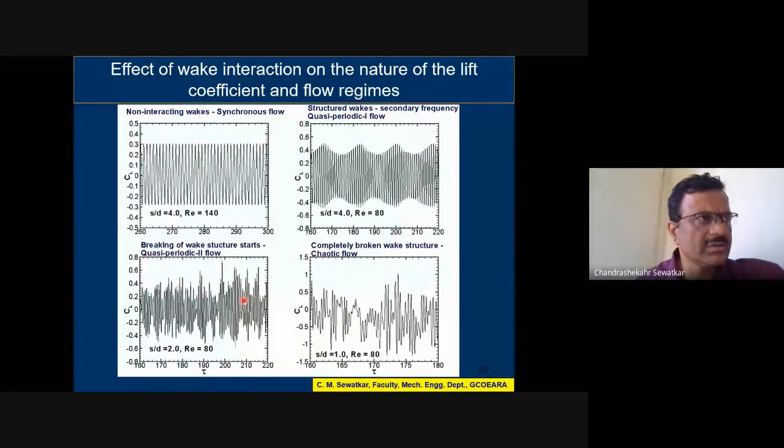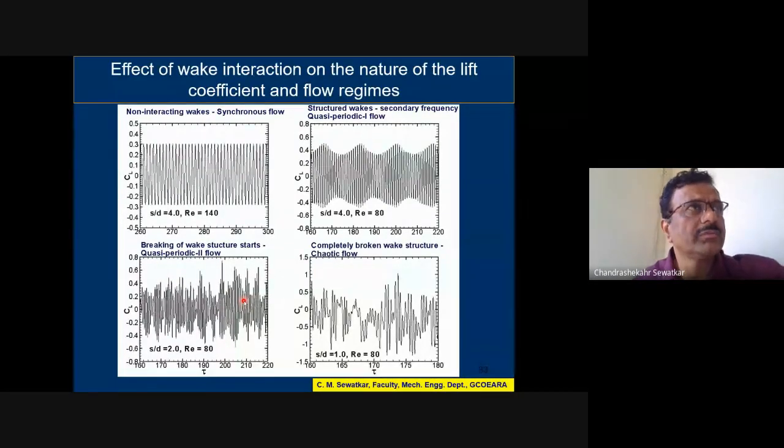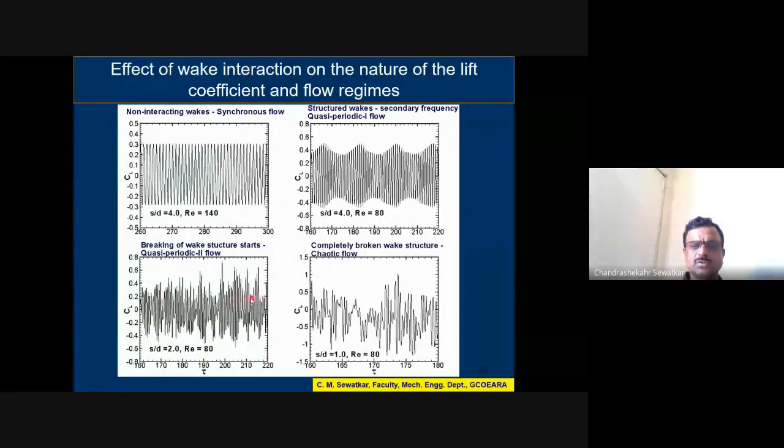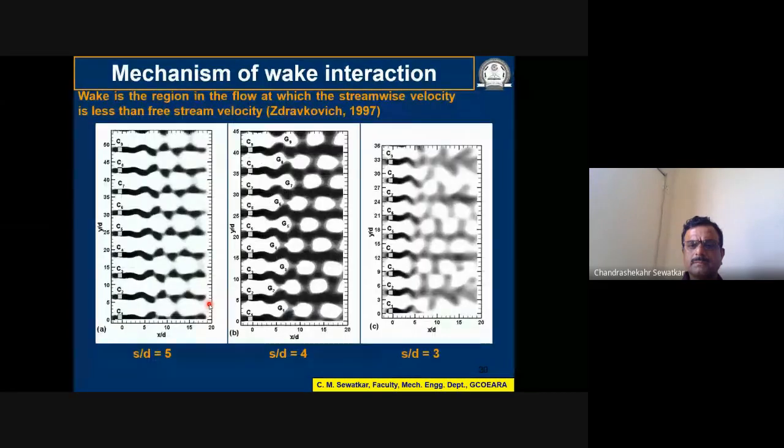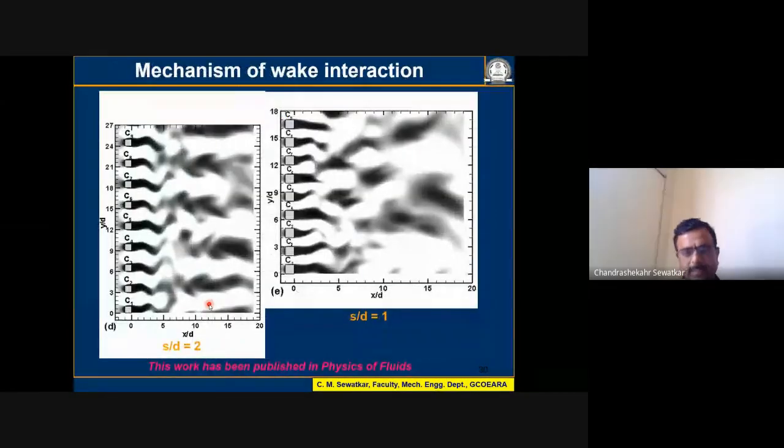Still, the secondary time period is no more constant. When I reduce the spacing further, you can see there is more breakage of the wakes. When I reduce it to 1, the entire wake structure is broken.